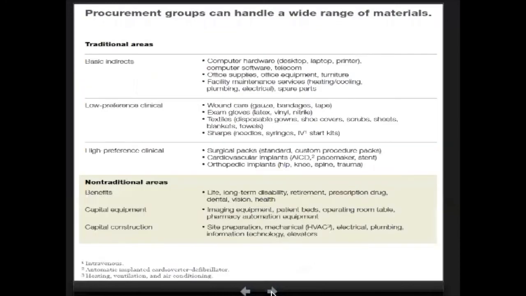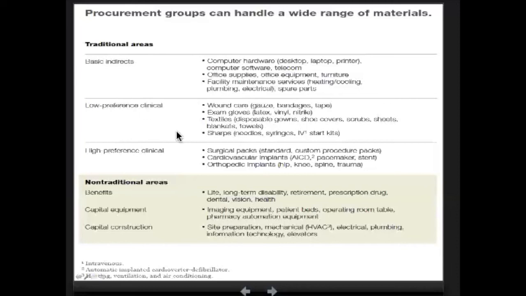The procurement groups typically handle different types of items. We just talked about the evolution of sourcing function, and there we noticed that from basic indirect spend, you get into clinician preference items, and there, this is a traditional movement from basic indirects to low preference clinical to high preference clinical. And as we get into high preference clinical, the sourcing function is involved in setting up sourcing arrangements for surgical packs, for cardiovascular implants, orthopedic implants.